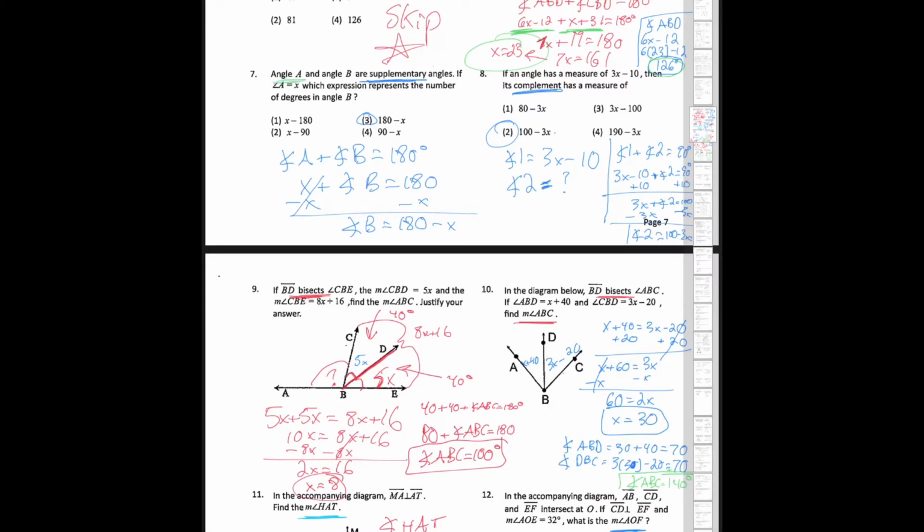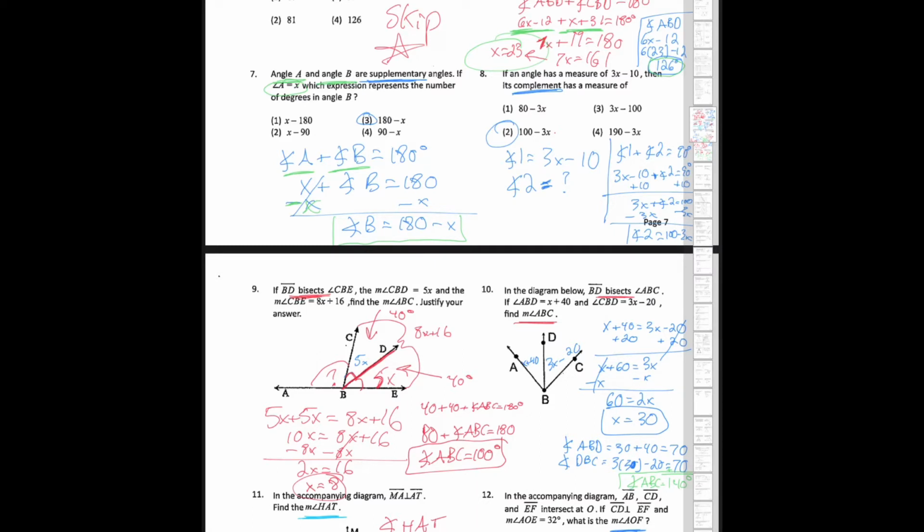So angle A and angle B are supplementary. So when we add them, angle A plus angle B equals 180. We were given that angle A is equal to x. So x plus angle B equals 180. We don't have any information on angle B yet, but if we're trying to isolate it to solve, we would have to subtract x. So if I subtract x from both sides, we get that angle B is equal to 180 minus x.